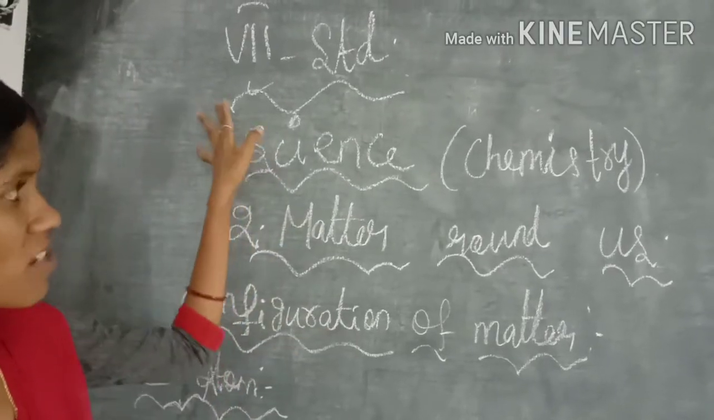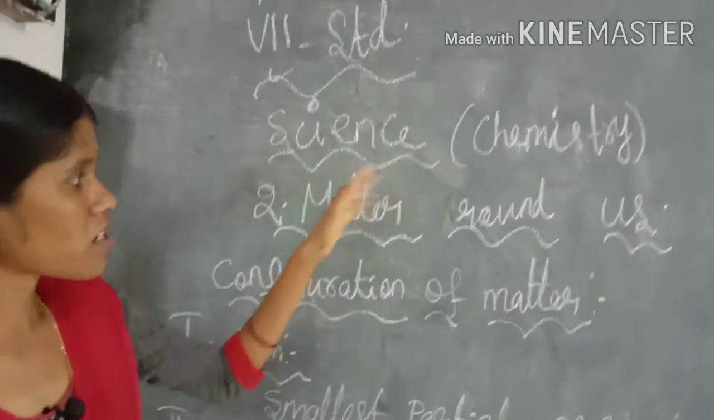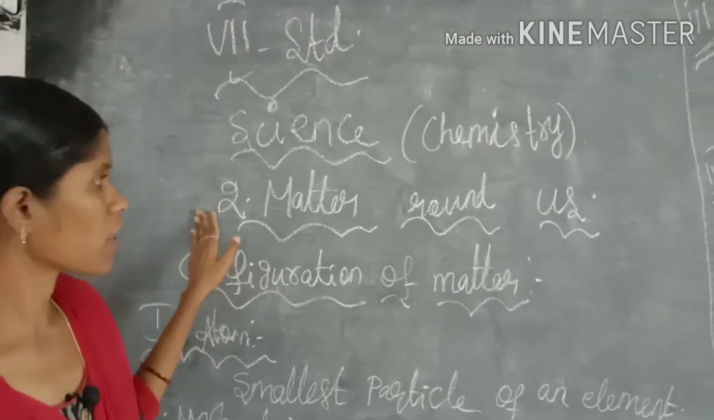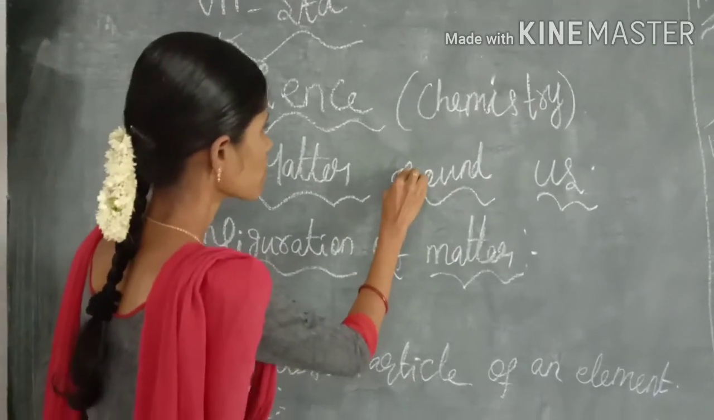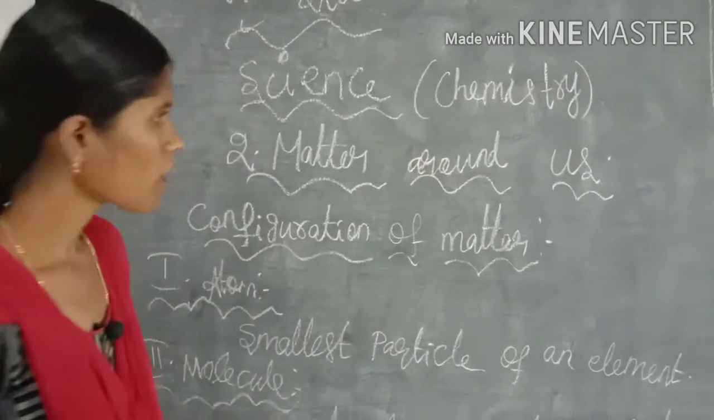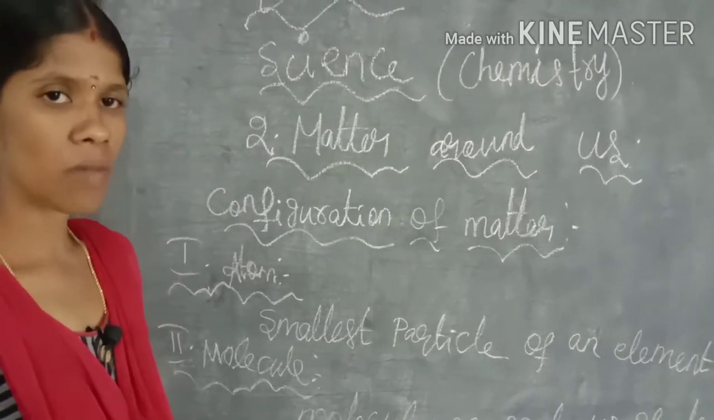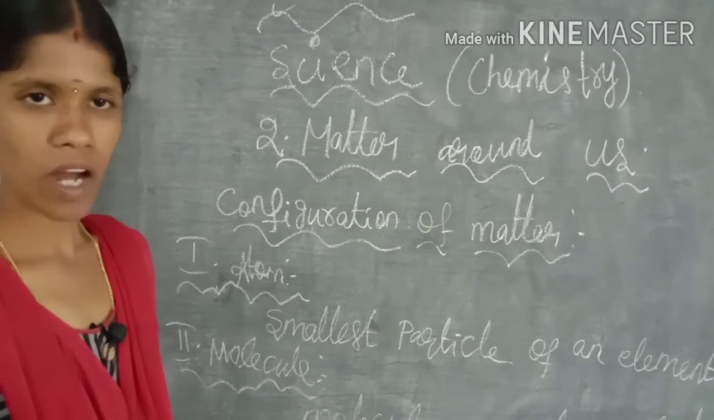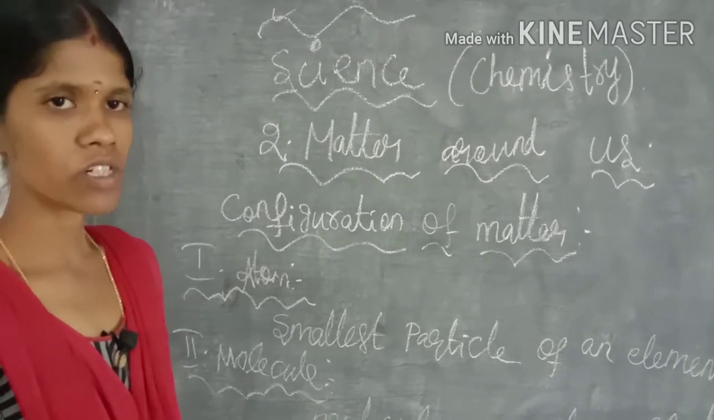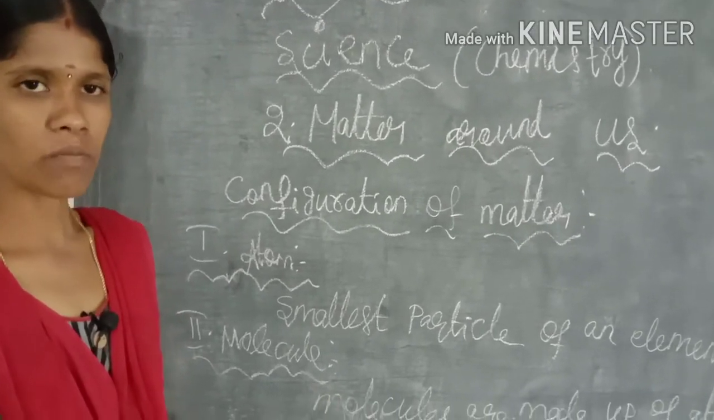This is the class for 7th standard science subject. In chemistry, our lesson name is matter around us. Okay students, in last class we have seen the definition of atoms, then molecules and the types of molecules, such as monoatomic molecule, diatomic molecule, triatomic molecule and polyatomic molecule.